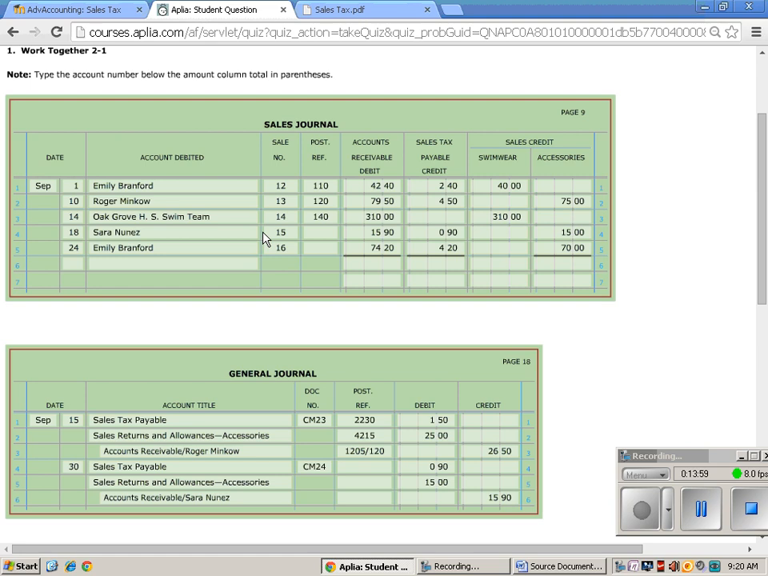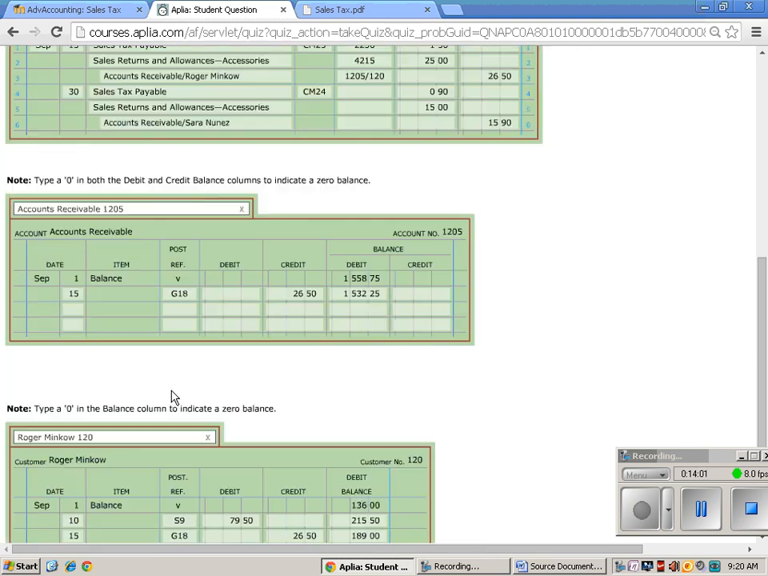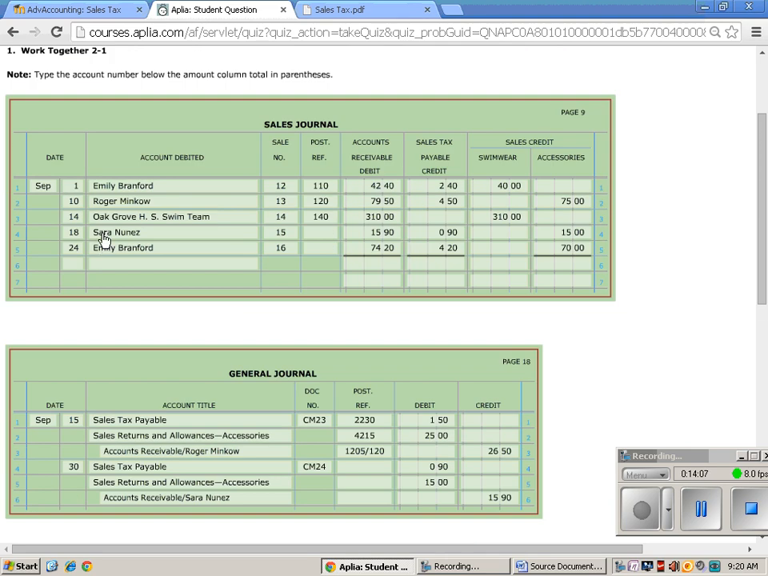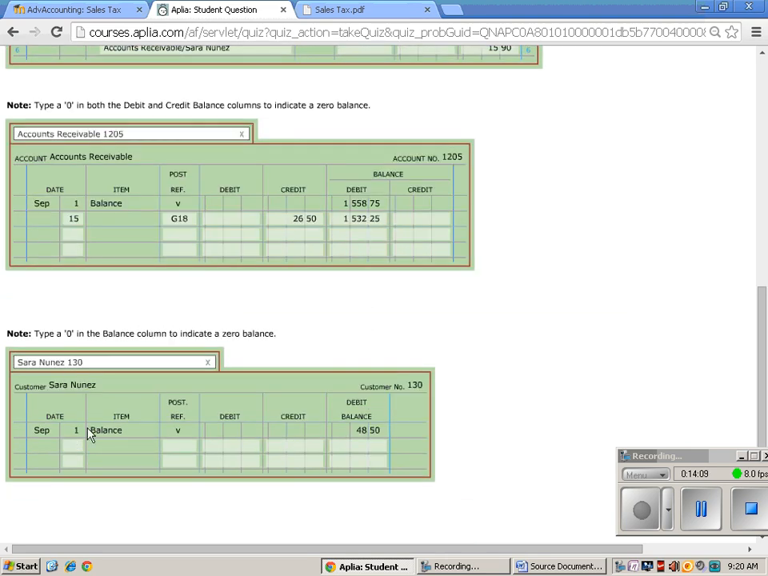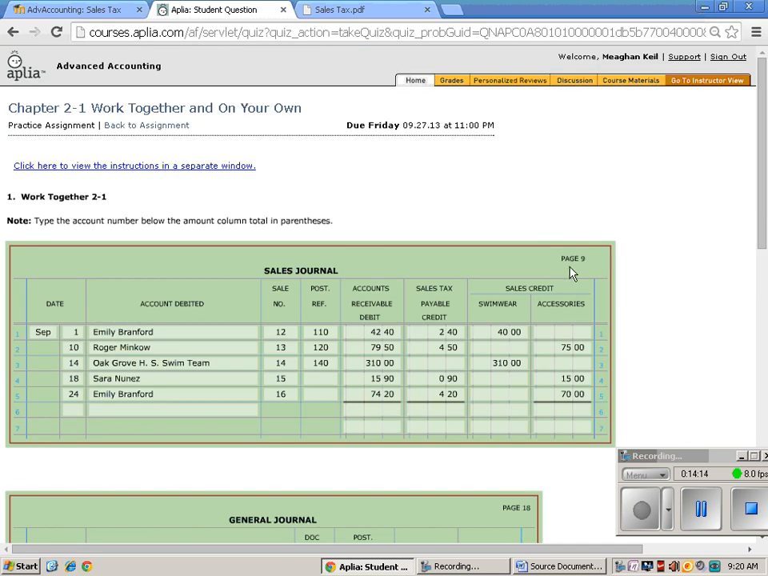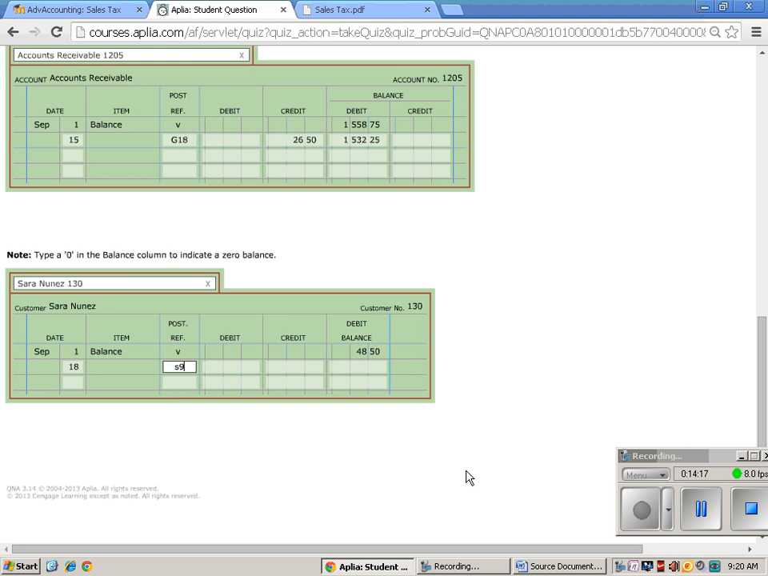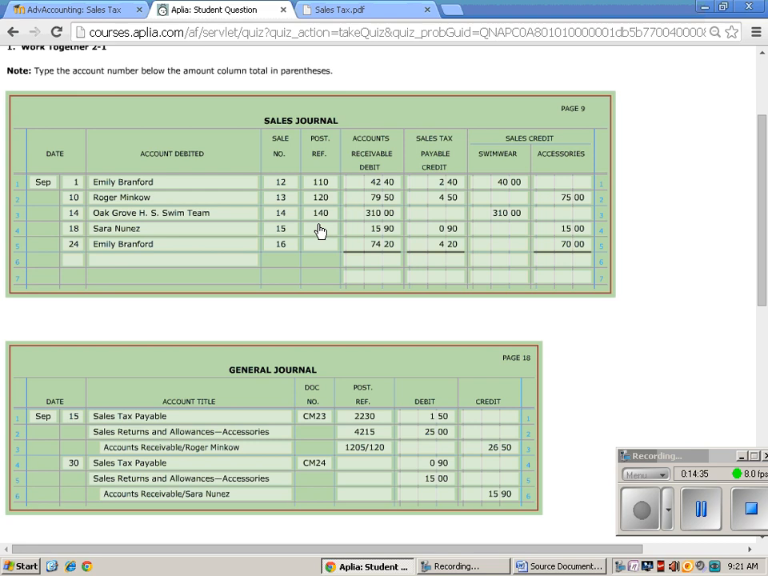So, starting back up here, we're at Sarah Nunez. So, down to our accounts receivable ledger. Sarah Nunez. On the 18th, $15.90. Again, our page number is S9, so that will be our post reference, S9. So she owed us $15.90. She currently owed us $48.50. So they're the same. So we're going to add them. So she now owes us $64.40. Her customer number is 130. Bring it up here in the journal.